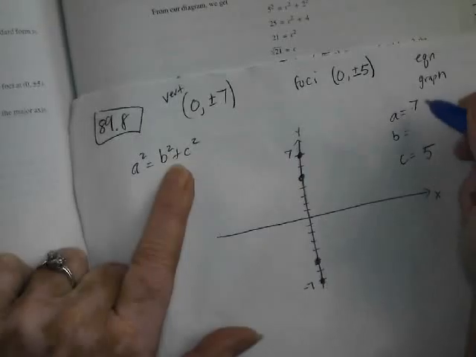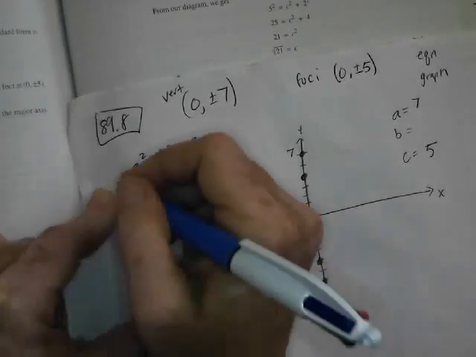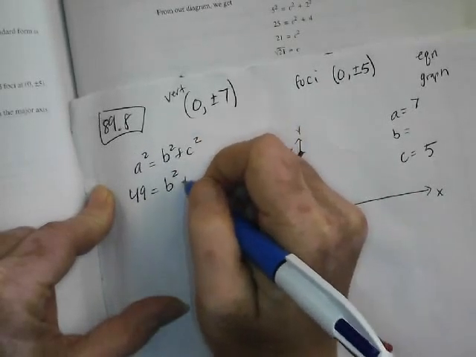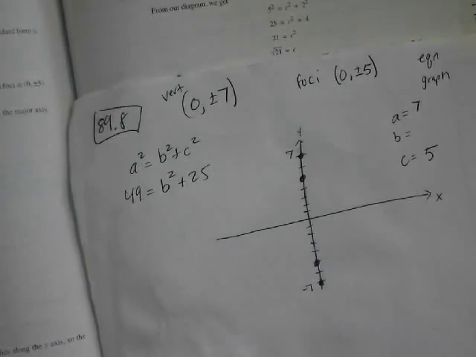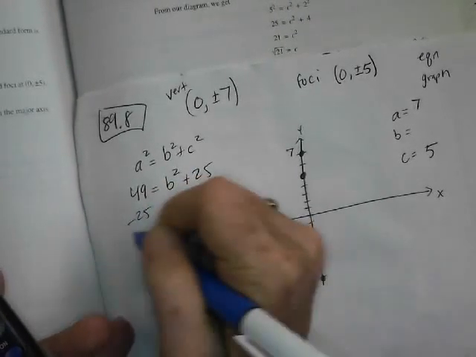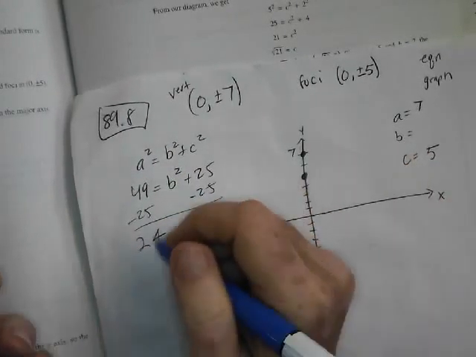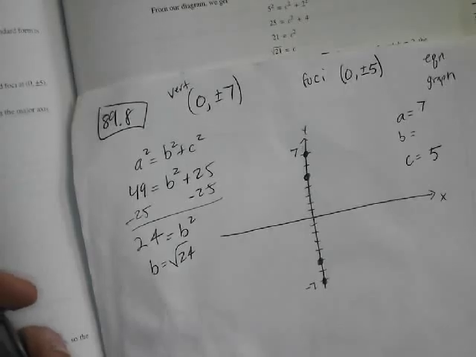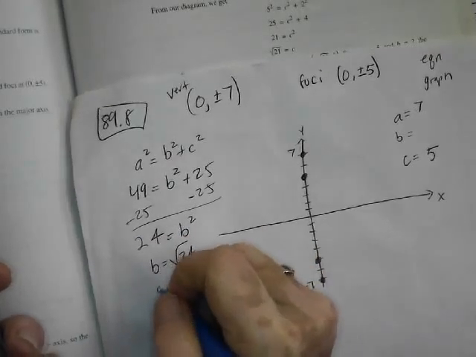We don't know what B is, but it's not too hard to figure it out because we have this formula right here. So A squared, that's 49. And B squared, we don't know what that is yet. And C squared is 25. So I have to subtract 25 from 49, and we get B squared is equal to 24. So that means B must be root 24. Now root 24, you could write that as, 24 is 4 times 6, 2 root 6.